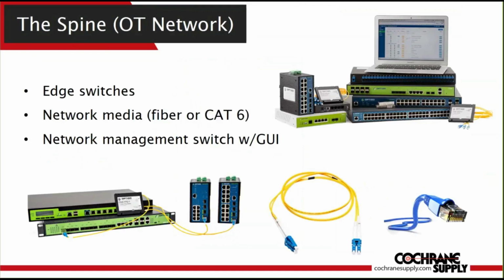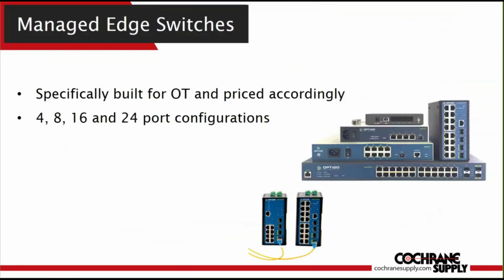So when you're looking at hardware for your spine, like I said, you're talking about your edge switches, your network manager, and your network media, the three. If you look there at the bottom, to the right or to the left is an example of a network manager, right? A front end network manager. And then if you look to the far right, you've got an Ethernet connection here, or Cat6, and you have your fiber media. So now you've got your OT network solution.